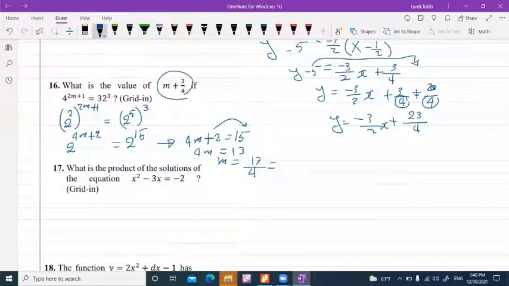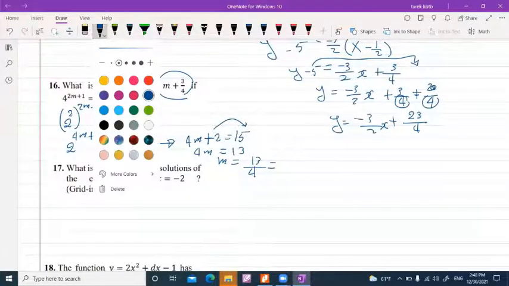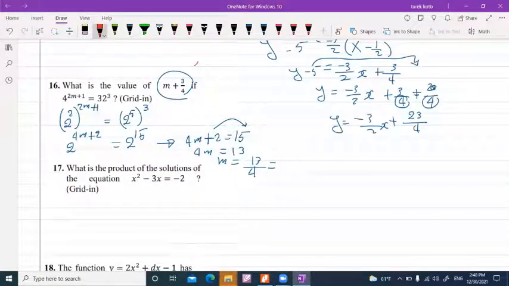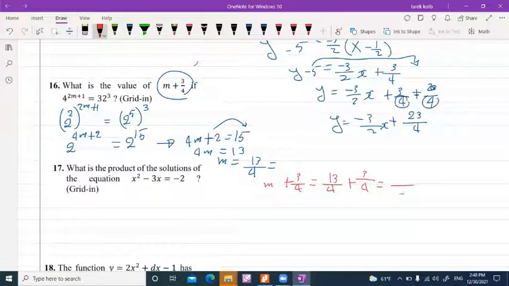The problem is I need m plus 3 over 4. Since you need m plus 3 over 4, don't forget to look at the requirements. So you have to add 3 over 4 also. So m plus 3 over 4 equals 13 over 4 plus 3 over 4. You have a common denominator already, both 4. 13 plus 3 equals 16. 16 over 4 equals 8. So the answer is 8.